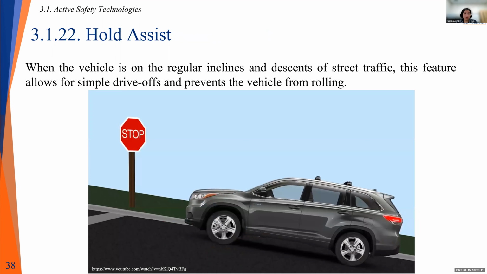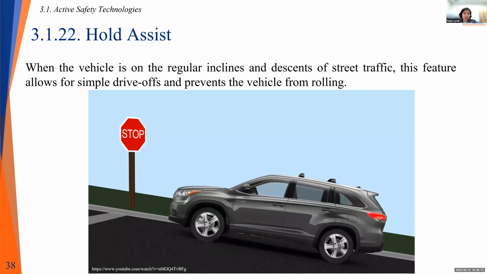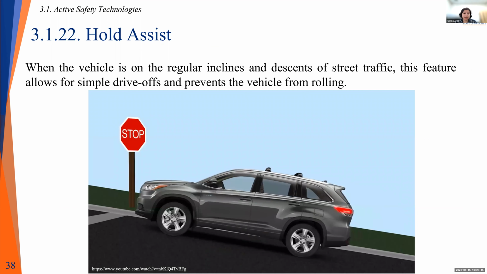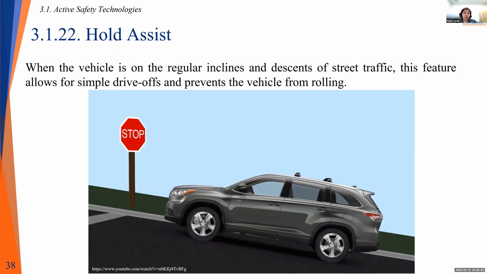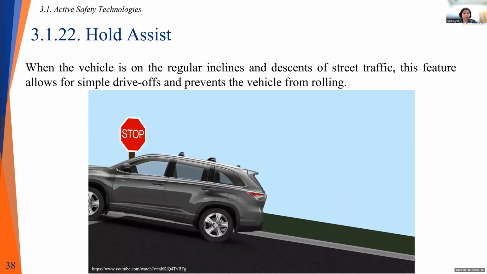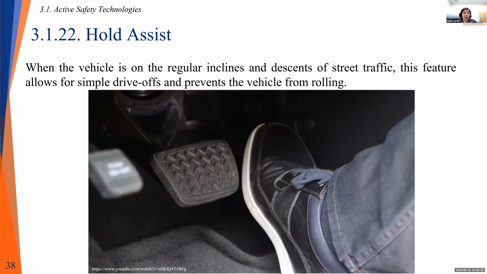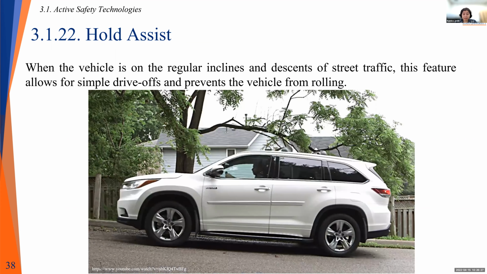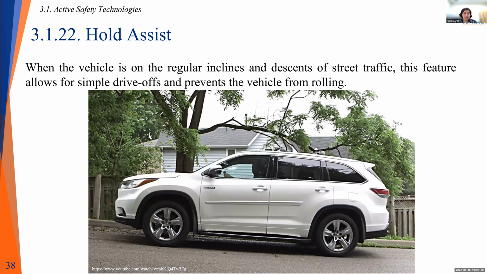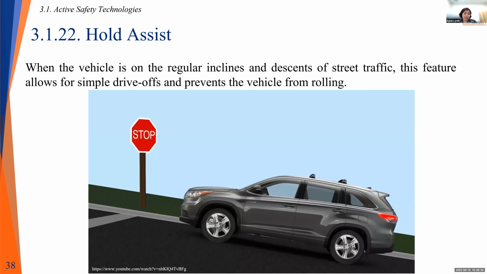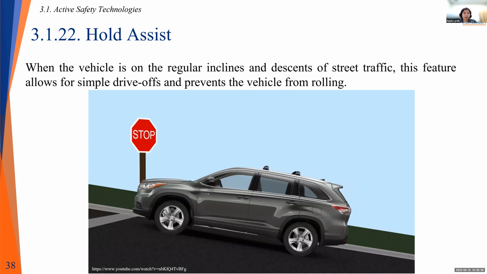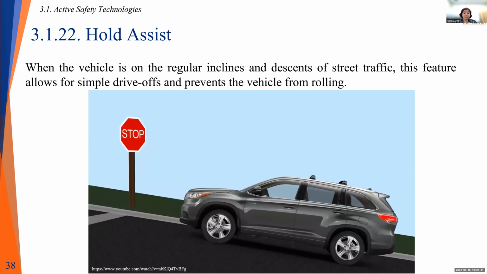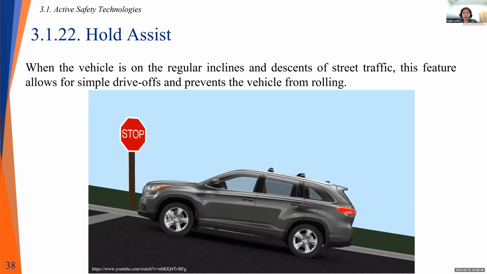Another one is hold assist. When the vehicle is on the regular inclines and descents of street traffic, this feature allows for simple drive-offs and prevents the vehicle from rolling. When the vehicle is stopped for a longer amount of time, the system automatically switches to the electromechanical parking brake. This guarantees that the vehicle will remain still even if the parking brake is not engaged.